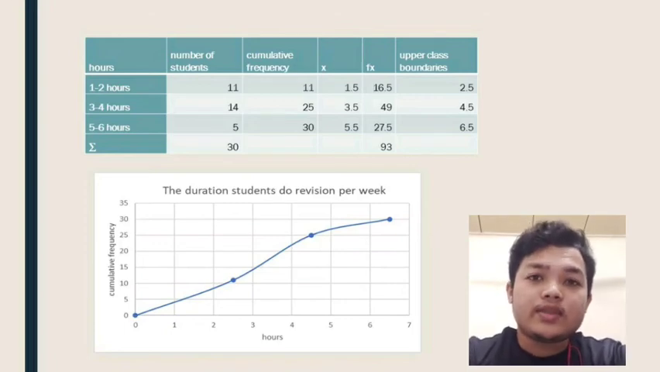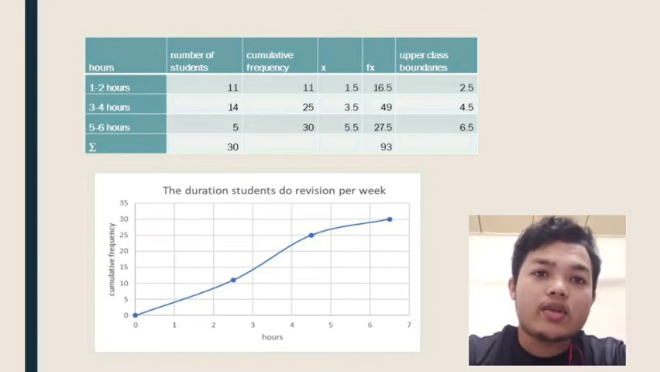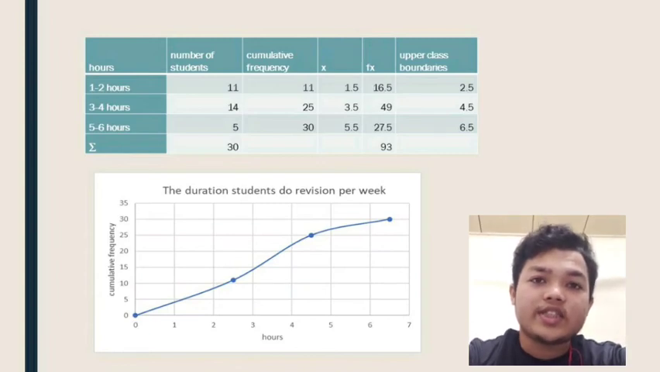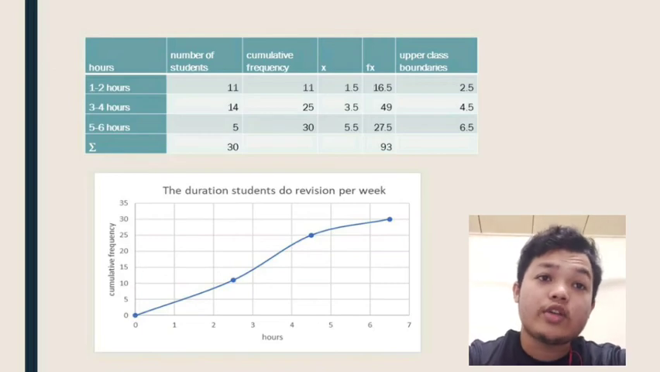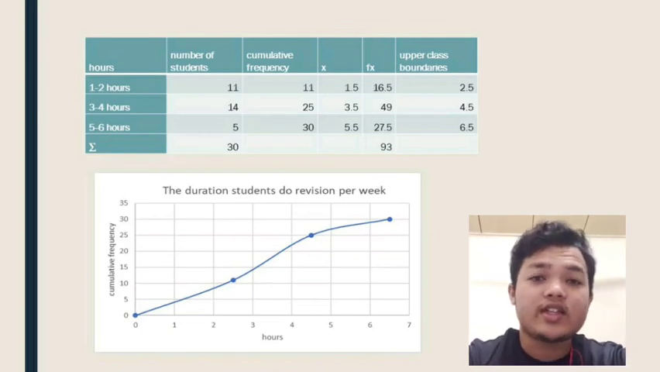Okay, based on the mean of the data that we have computed, for question 5, on average students spend about 3.1 hours on revision each week. This shows that students do not take too much time to do revision in a week because they would rather do something else like play video games, watch television, and others.